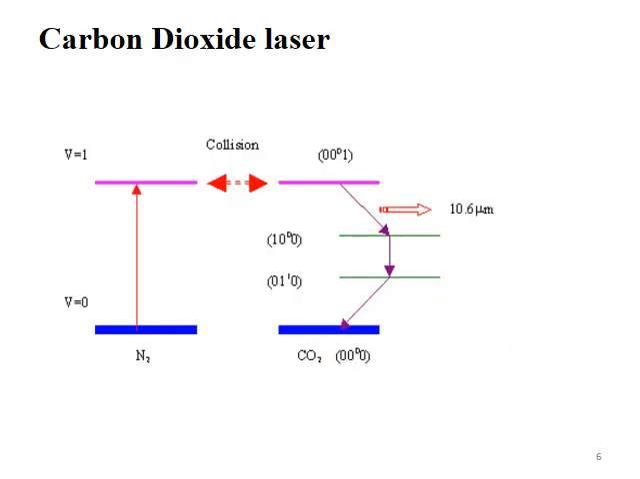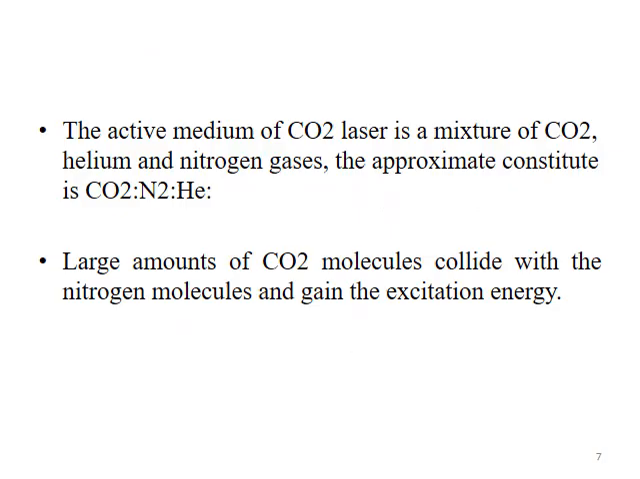Next one is carbon dioxide laser. The carbon dioxide laser is a typical molecular gas laser. It emits laser light at a wavelength of 10.6 micrometer. Its beam power ranges from several watts to 25 kilowatts, even to 100 kilowatts. So the CO2 laser is widely used in laser machining, welding, and surface treating.